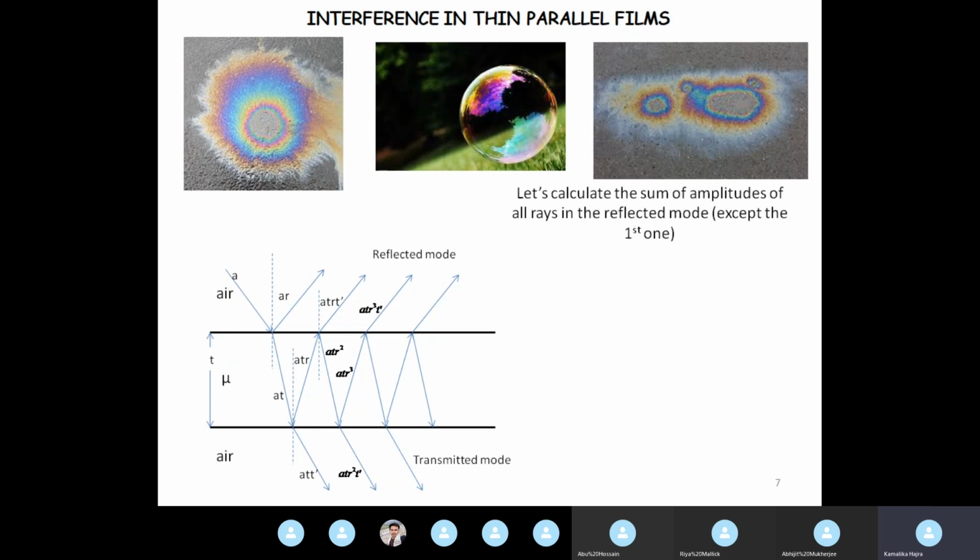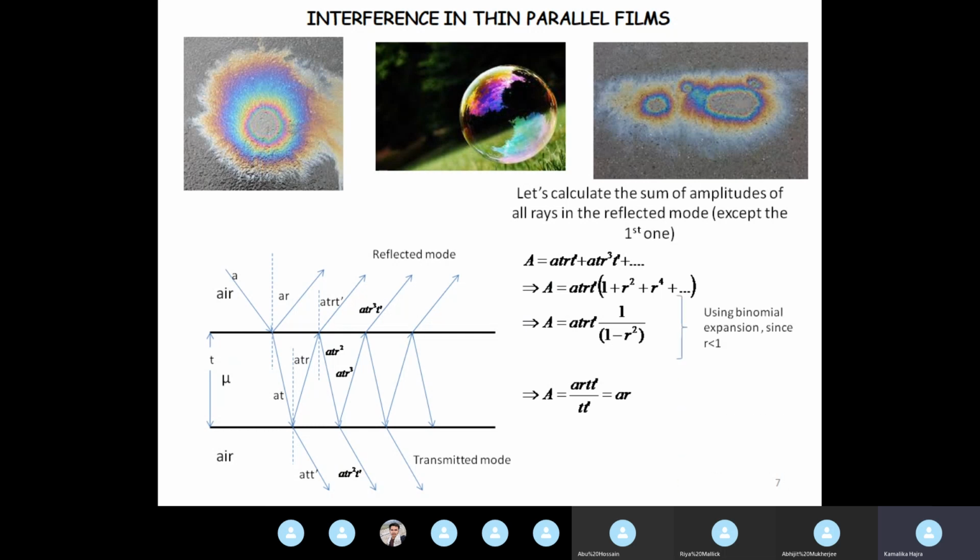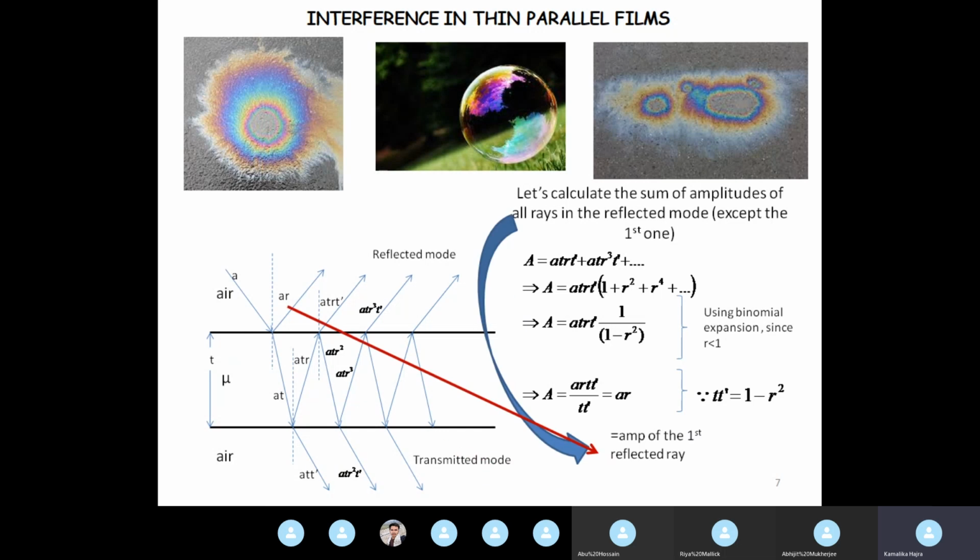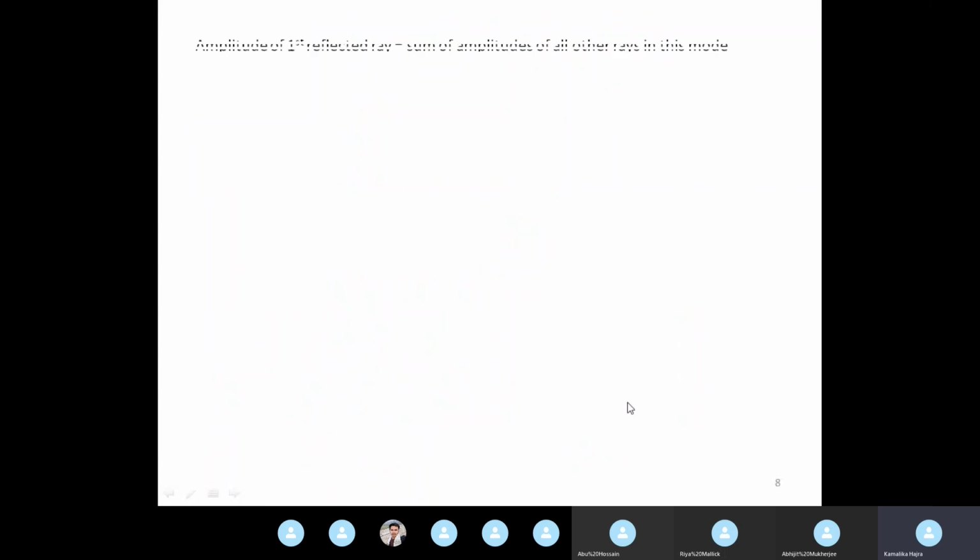Okay. So now we calculated the sum of the amplitudes of all the rays other than the first ray, and it came to be AR. So we said that the amplitude of the first reflected ray is AR, and the sum of the amplitudes of all the rest of the reflected rays is also AR. Okay, so obviously the first ray is the brightest.